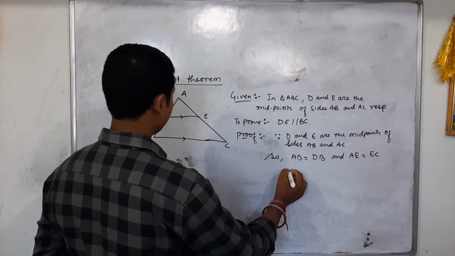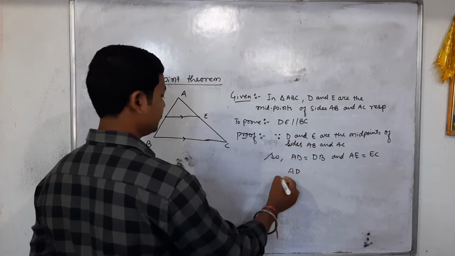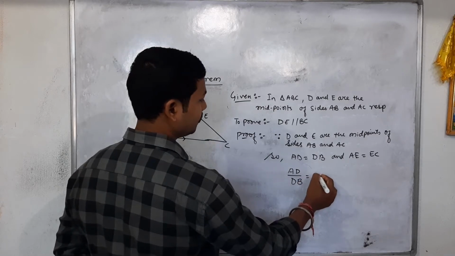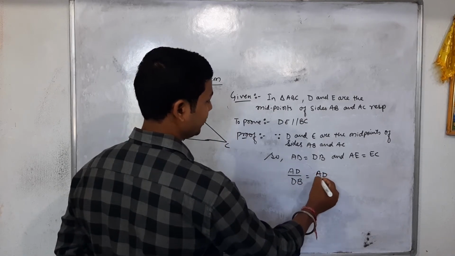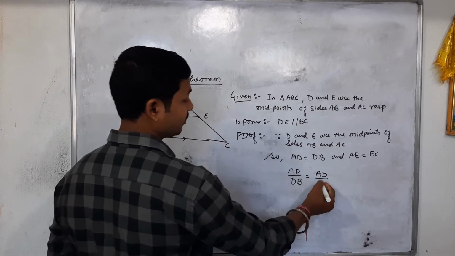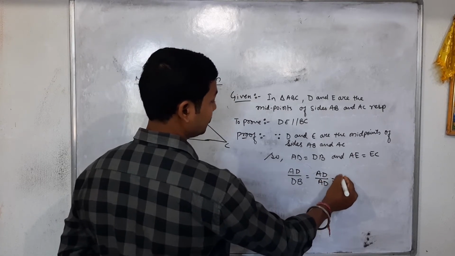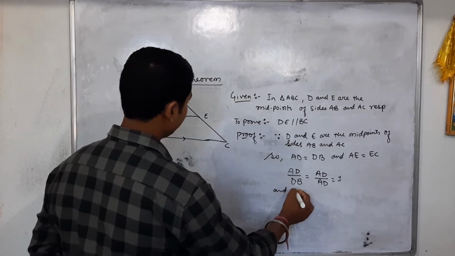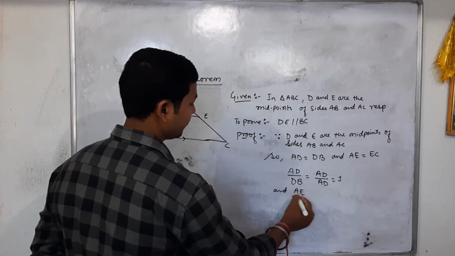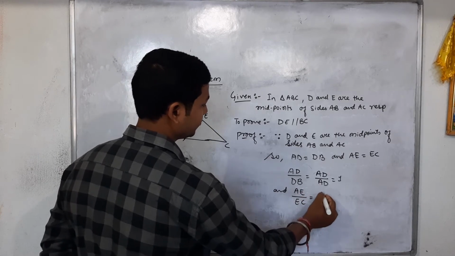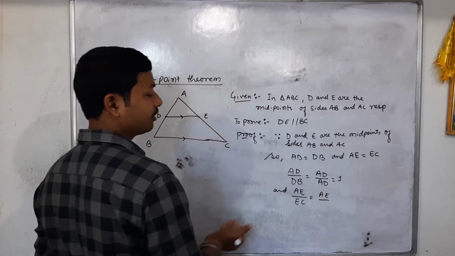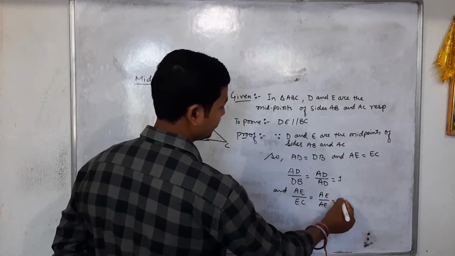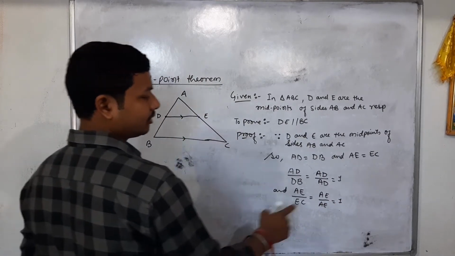Now if I take the ratio of the AB side, that is AD by DB, that will be equal to 1, because DB can be replaced by AD, so it becomes 1. And if I take the ratio of side AC, that is AE divided by EC, the replacement of EC can be written as AE, so the value of AE by EC is also 1.